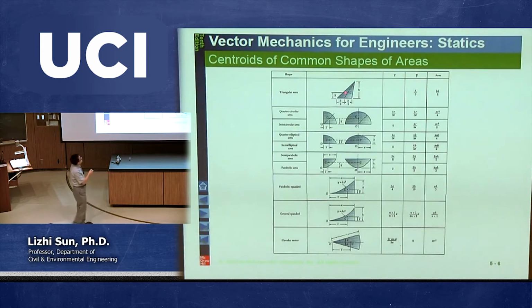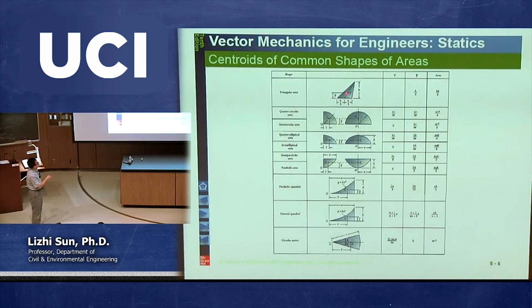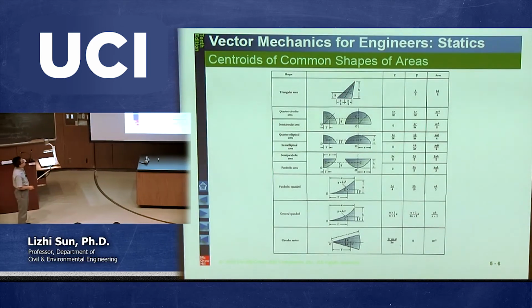Just keep in mind, not all triangular areas are located this way. Sometimes it's tilted the other way by 90 degrees, and you can still use this, but it becomes x bar. So you need to be careful when using this. Sometimes h over 3 is for x bar, sometimes it's for y bar. Later on, when we talk about the example, we'll go into more detail.